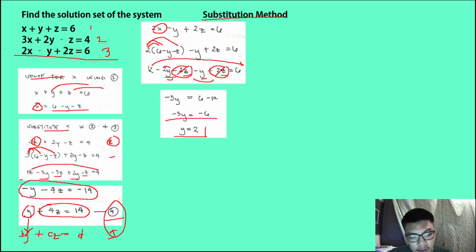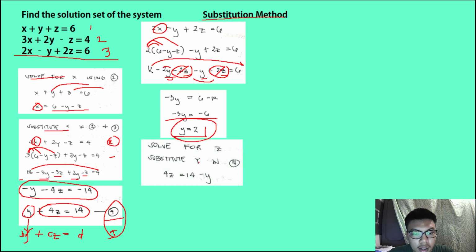So pwede rin naman you solve or you eliminate the value of z, kagaya ng ginawa natin doon sa isa. Okay? So ganun lang yan, ano? Pero dito sa problem, na-reduce agad yung ating equation into one variable. So now, we're going to substitute the value of y in order to solve for z. Okay? So substitute the value of y in equation 4.